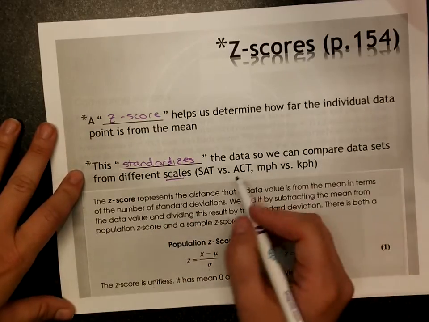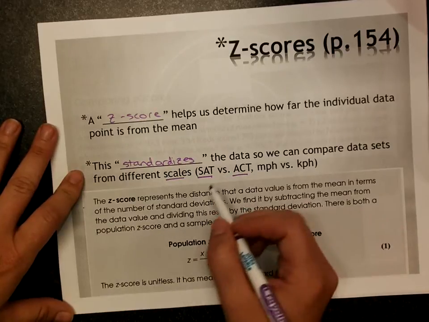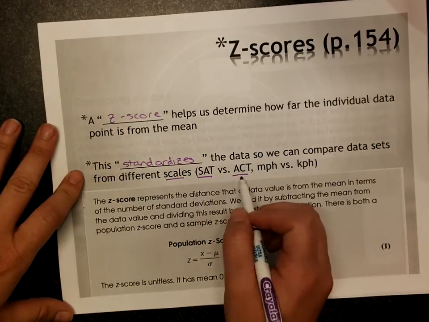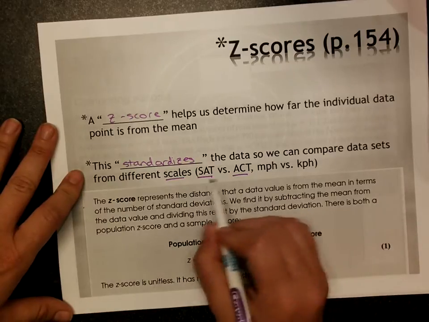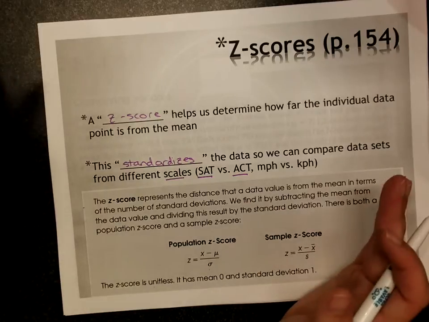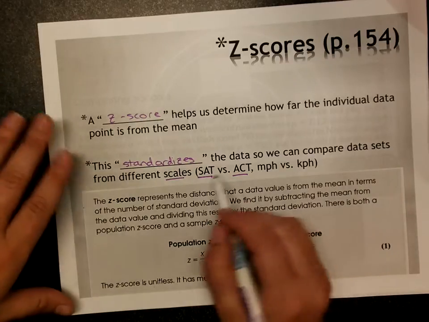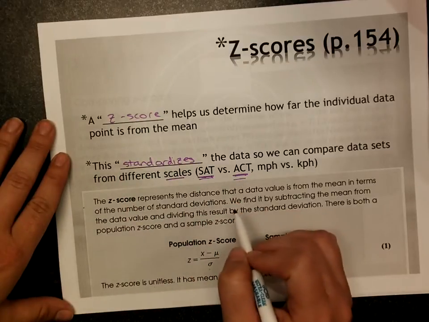If you're recently out of high school, you took the SAT or maybe you took the ACT, and the SAT is based on one scale of numbers, and the ACT is based on a totally different scale of numbers. And students often ask, well, which one did I do better on? Because the numbers are totally measured differently. How am I supposed to know? So a z-score will help us compare things that are on different units.